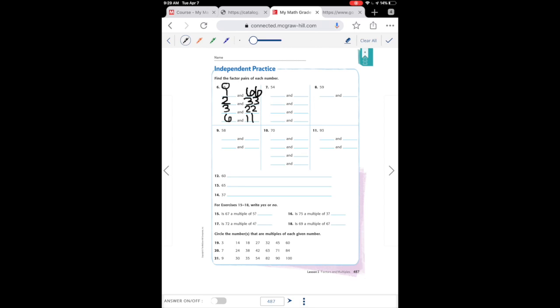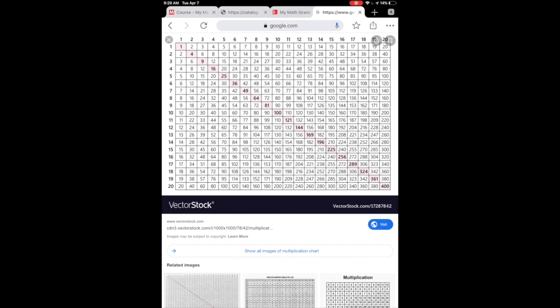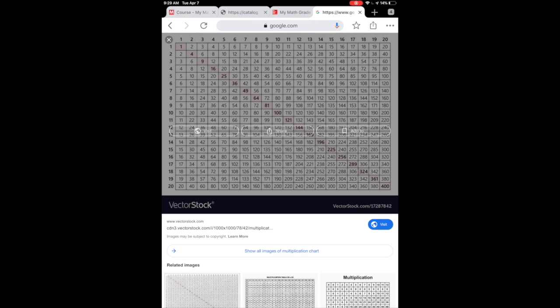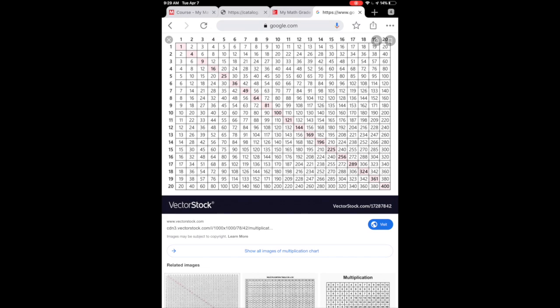Number 7, 54. Well, 1 and 54, we know that one. It's an even number, so 2 and 27. What else? 54 divided by, let's go to our multiplication chart. If I count by 3s, will I ever get to 54? Sure will. So 3 and 18. Multiplication chart, let's look at 4. I get to 52 and I go straight to 56, so that's not 1.